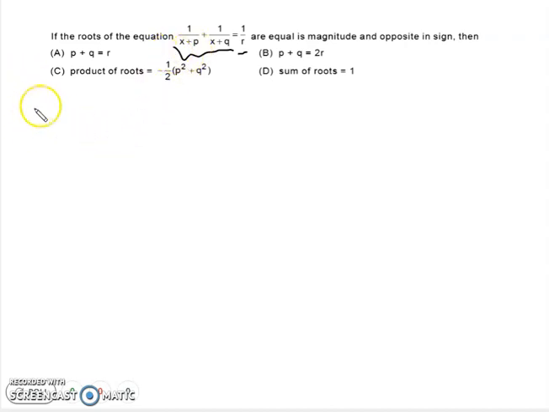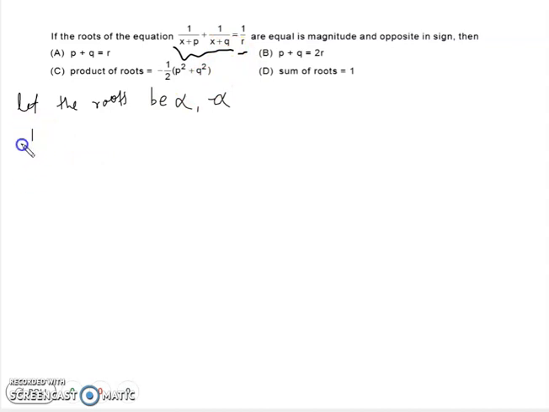So we can suppose it, right? Let the roots be alpha and the second one minus alpha, right? Okay, and further we are going to solve this equation.